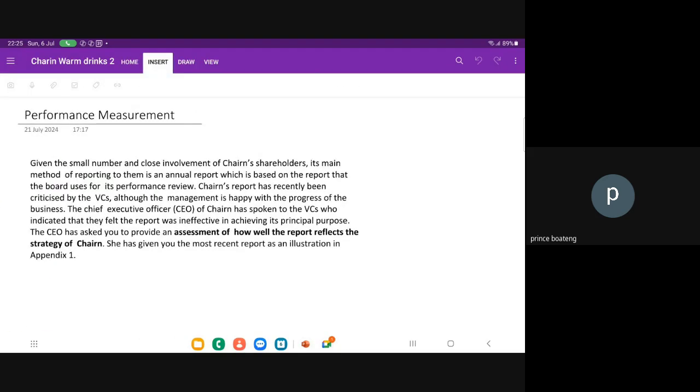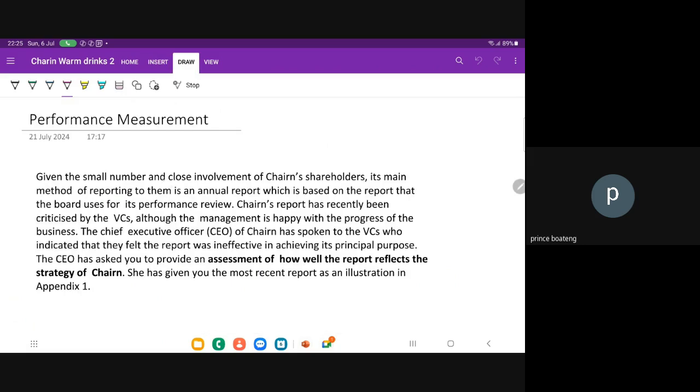Second heading. Given the small number and close involvement of shareholders, its main method of reporting to them is an annual report, which is based on the report that the board uses for its performance review. So the board is preparing some report, and that is something which they are handing over to the shareholders so that they can understand what is happening in the company.